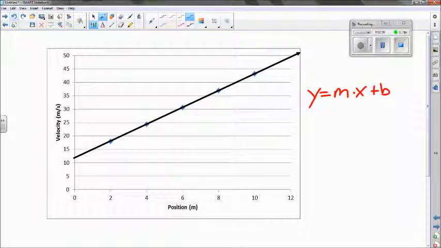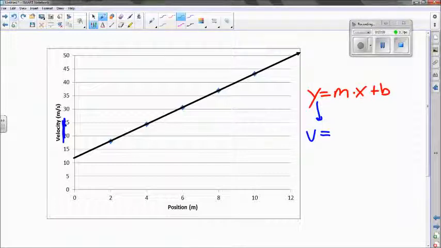Okay, so let's go piece by piece. Y comes from the measurement on the y-axis. Now you have to be careful here. We're looking at what's actually being measured, not the units. The units can only go along with numbers. So meters per second will go along with numbers. What we're actually measuring on the y-axis is the velocity. And of course, the symbol for velocity is v. So we have v equals m is the slope. So we need to find the slope of our graph.